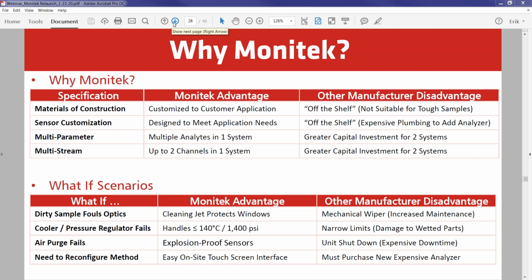Air purge fails. Well, we have explosion-proof sensors, and we also have an explosion-proof analyzer as well. So they can be mounted in these areas without having to worry about air purge. And when you're looking at remote locations, that is a significant expense, and something they don't want to do is to have air purges. We can eliminate that from the overall scope of supply, thus reducing overall cost and ensuring certainty in the overall measurement. Need to reconfigure a method? Again, we can walk up, it's a touchscreen, and it makes it very easy to configure, operate, and monitor, and make sure that the analyzer is working properly.